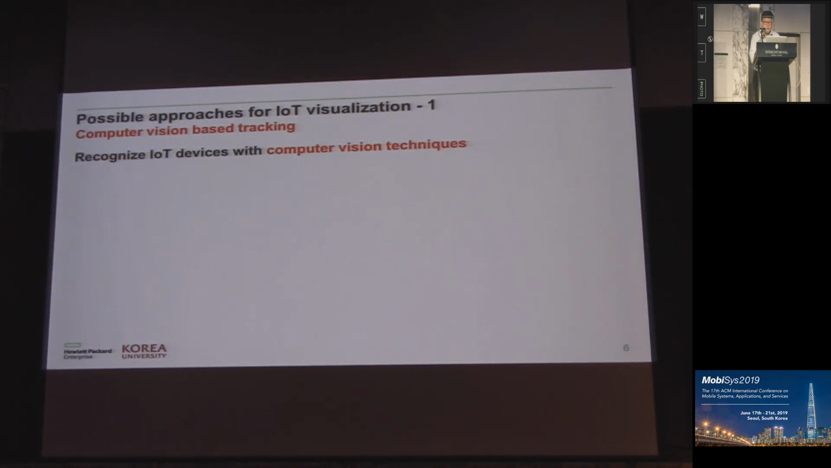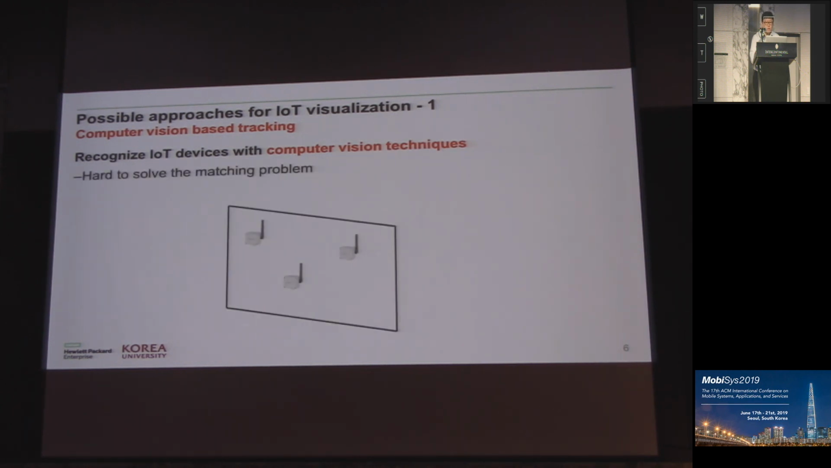So how can we enable IoT visualization? One straightforward way might be using computer vision. With the support of powerful deep learning techniques, it might be possible to recognize IoT devices and track their location. However, the main challenge is that, given multiple IoT devices with the same appearance, we cannot match the recognized devices with the data that they are sending. Unfortunately, such a situation is very common in industrial IoT and many IoT use cases.